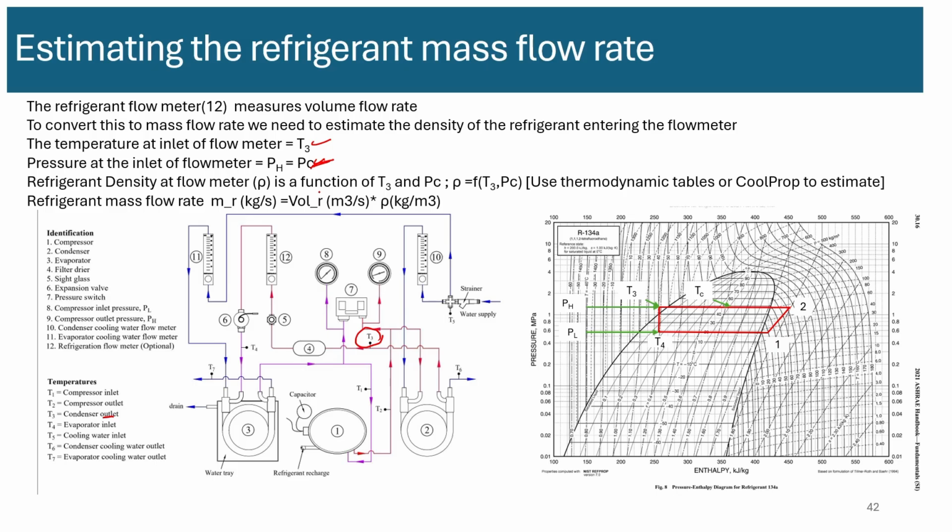But we do want to make sure that this is in liquid phase, which is why we make sure there are no bubbles in the flow meter and there are no bubbles in the sight glass, which is number 5. So if there are no bubbles here and the flow is in steady state and we have taken the reading at steady state, then we could use the temperature here and the condensing pressure to calculate the density going into the flow meter. Once we get the density going in there and the volumetric flow rate of the flow meter, you multiply those two to get the mass flow rate in kilogram per second.